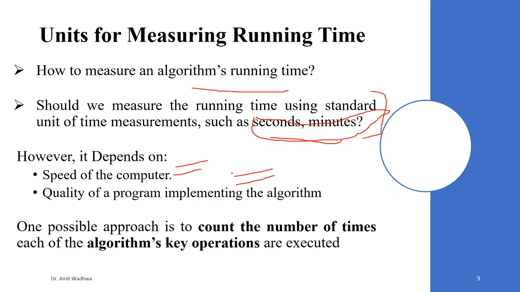So how can we measure it? We can count the number of times each of the algorithm's key operations is executed. That can be one of the possible ways.